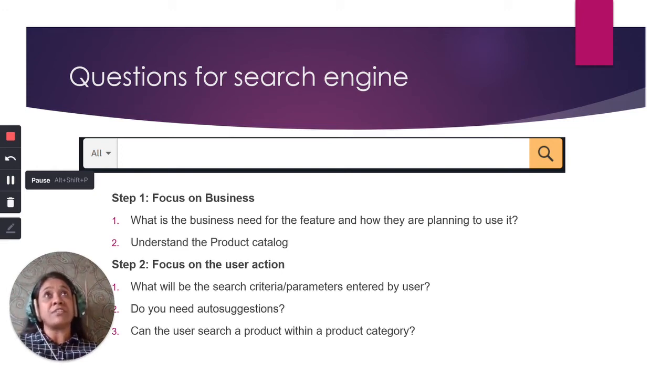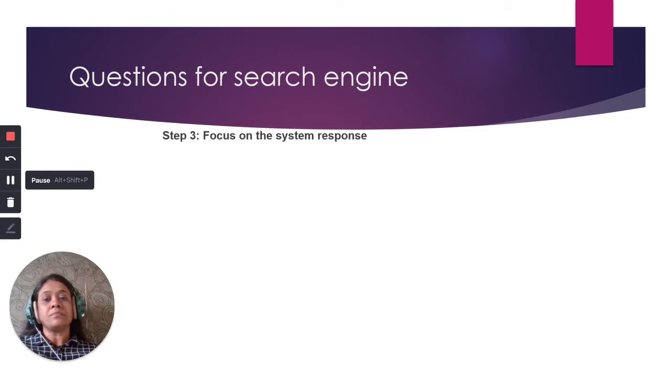So which gives a facility to the customer to search a product within that particular category. We need to ask the customer if he needs a facility like that. So these are some of the actions that the user can perform on the search engine. Now we move on to the system's response. Now the user has performed an action. What will be the system's response to that action?